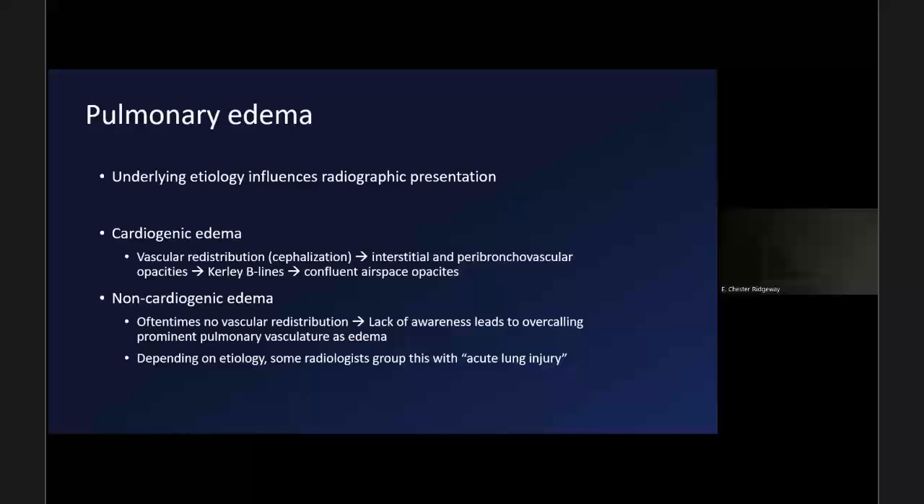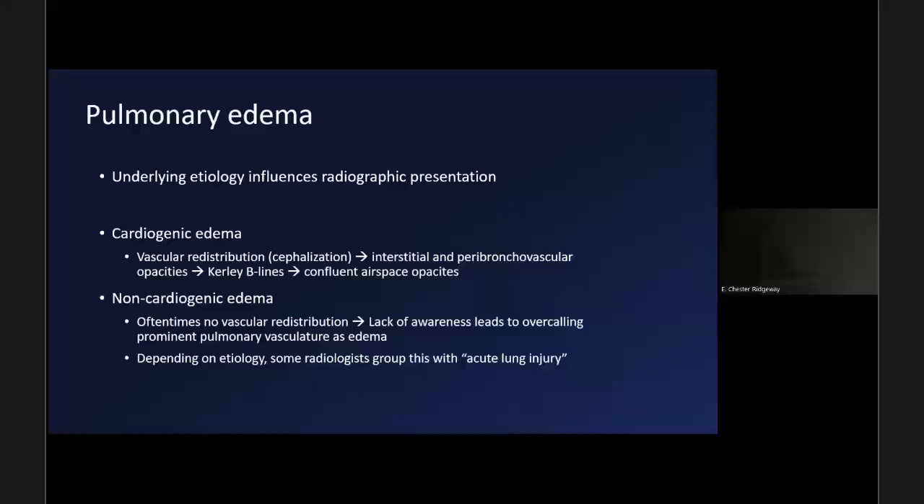That then progresses to interstitial opacities. Interstitial opacities are more of that reticular appearance. It's where the bronchovascular bundles are traversing within, so it takes on a more hexagonal shape on CT. I should have included an image here. But we also see peribronchovascular opacities, and I will show you guys an example of that.